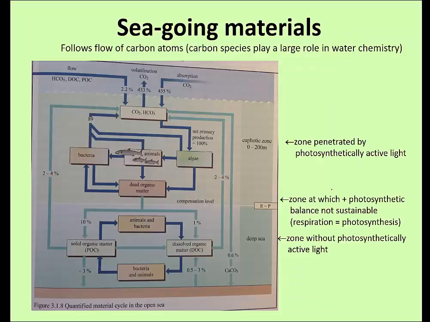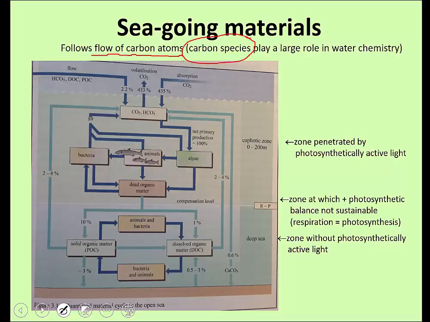Now, it's a little bit of a bigger story when we look at the material cycle in the ocean or the seas. So when we have sea-going materials, we're following here the flow of carbon atoms. We've already mentioned several times that carbon species play a huge role in our water chemistry. We're carbon-based beings. We have inorganic forms of carbon. We have organic forms of carbon. So what's the interchange between those?